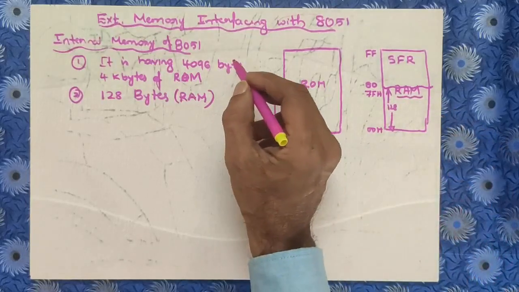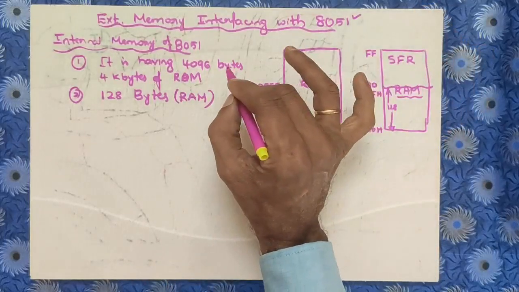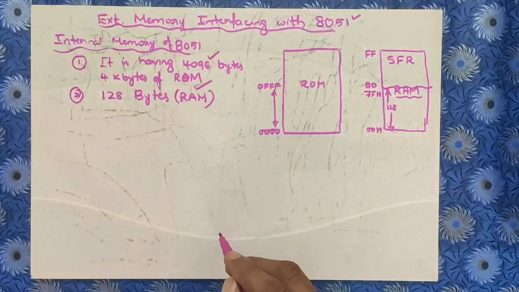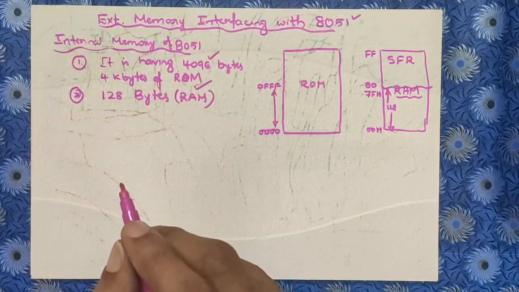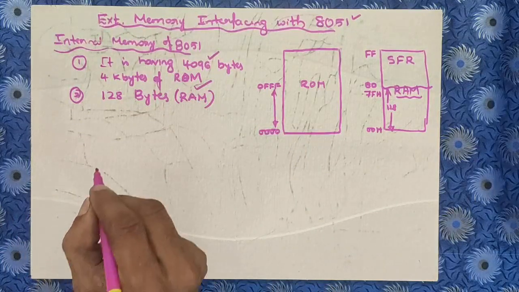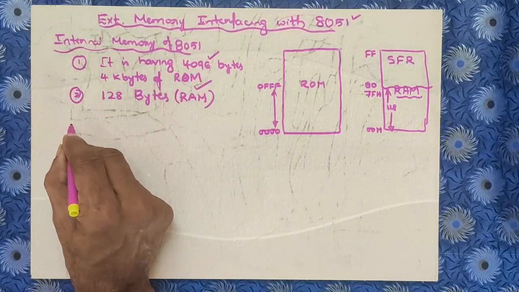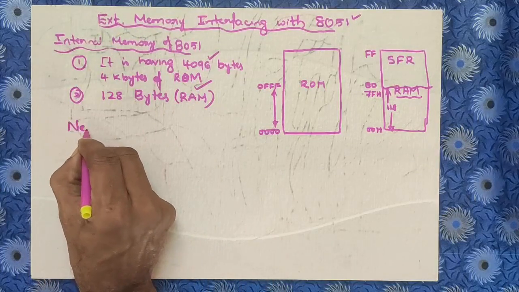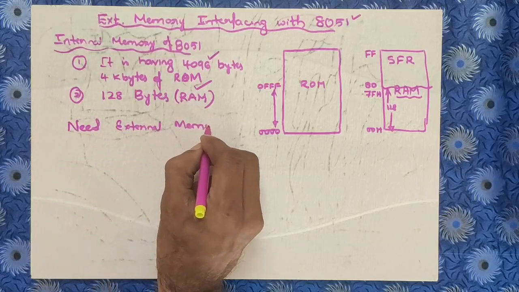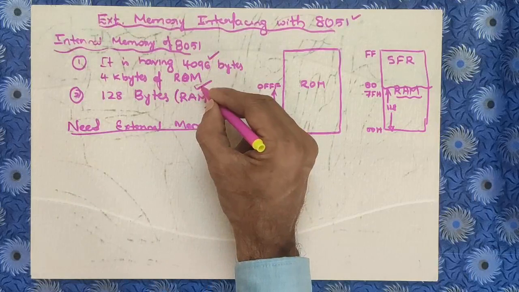If you see this internal memory structure of 8051, it is too low. I mean to say it is just 4096 or 4 kilobytes and only 128 bytes of RAM is there. If a larger program is to be associated along with larger data, in that case it is not possible for us to manage with the memory which is there with the 8051. We need external memory interface. Why do we need external memory? Because only 4 kilobytes of memory is there as well as 128 bytes of RAM.